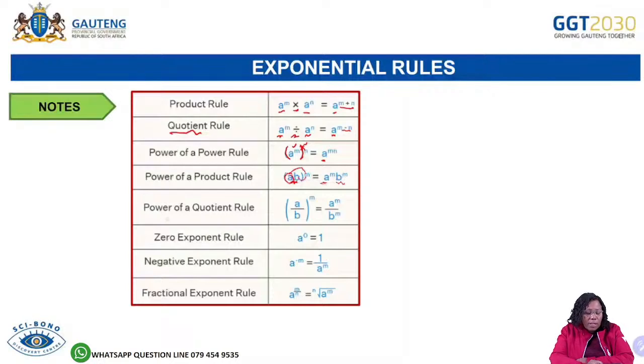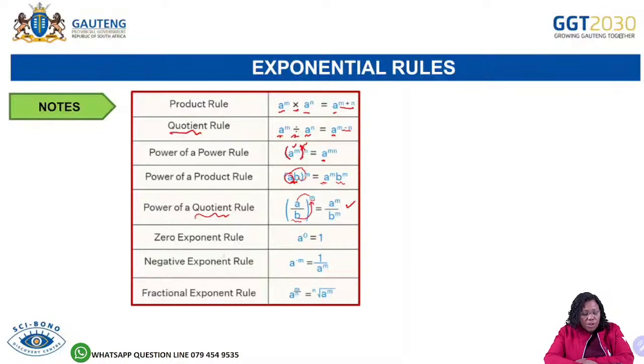Okay, and then if we have the power of a quotient rule, we say quotient when you are dividing. Then you have that division there, a over b, but this is sharing the same exponent. This says now you can write the top part, the numerator, as a to the power m, and the denominator b will also take that exponent m. So this is the correct notation of the power quotient rule.